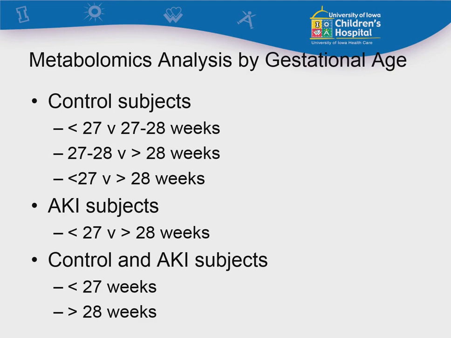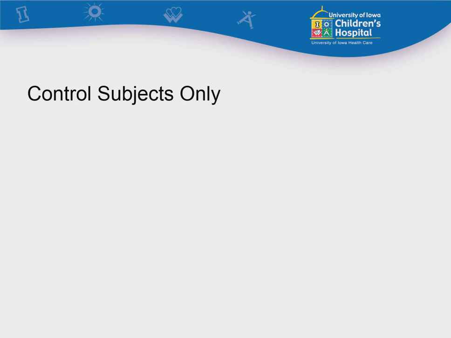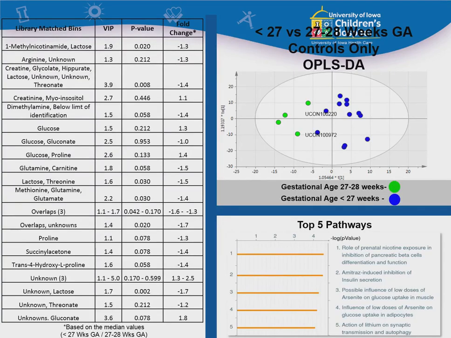So our metabolomics analysis by gestational age, the first stuff I'm going to show you is based on control subjects, and the groups are less than 27 weeks gestation versus 27 to 28 weeks, 27 to 28 weeks versus greater than 28 weeks, and less than 27 weeks versus greater than 28 weeks as a batched sample analysis. Now I'll do the same for acute kidney injury subjects, and then we'll look at the comparison between control and AKI subjects. So for control subjects, you can see our library matched bins, and I just really want to focus on the OPLS data here.